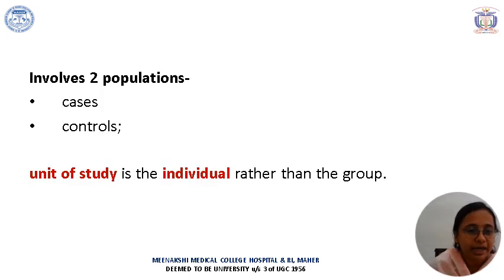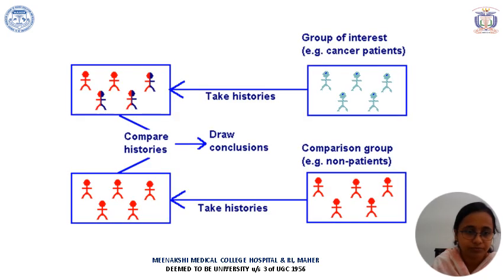And here in case control we'll have two populations, that is the cases and the controls, and the unit of study is the individual. So from this diagram, one is the cancer patient and one is the non-cancer patient, but we are tracing back and seeing whether the risk factor is present or not by taking the history, and we'll go to the conclusion. That is the backward or retrospective study, which is the case control.